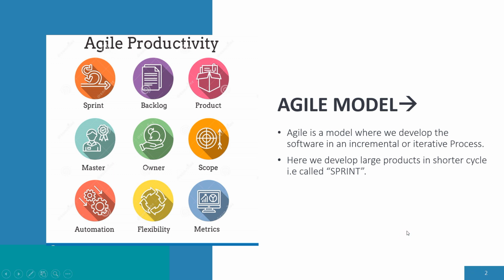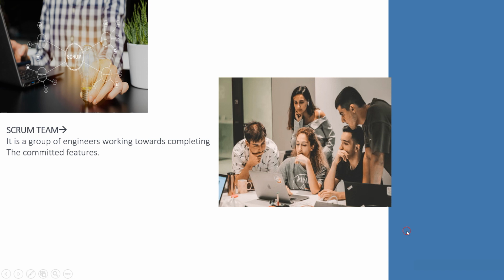Then we come to what is Scrum. Scrum is a process that is used to build the application in Agile model. To build an application we need a Scrum. So Scrum is like a framework, and sprint is a part of the Scrum framework structure. Okay, so then we will discuss what is Scrum team.